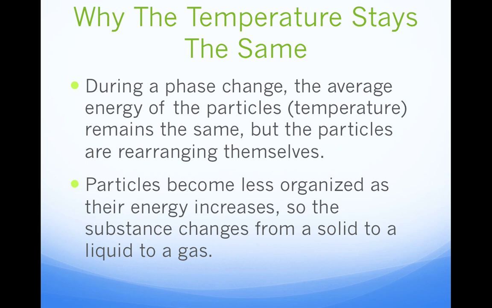Okay. So why does temperature stay the same? So during a phase change, the average energy of the particles, or the temperature, remains the same, but the particles are rearranging themselves. So the particles become less organized as their energy increases. So the substance changes from a solid to a liquid to a gas. So a solid state would be the most organized particles, and then the liquid would be moderately organized, and then the least organized would be a gas.